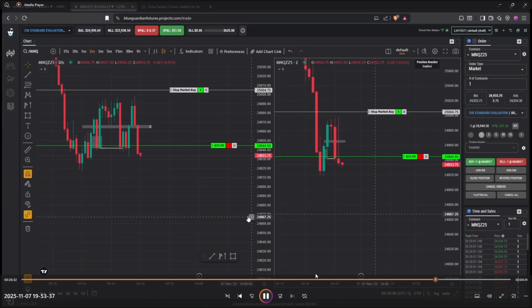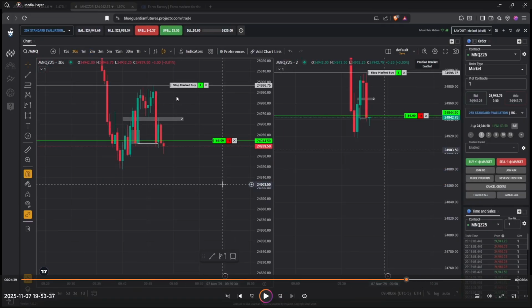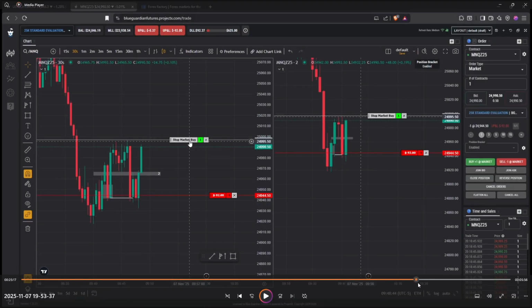You can see here, I put my stop loss to here. My first stop loss was here, but as the market started rejecting that, I gave my stop loss a little bit of room to breathe.